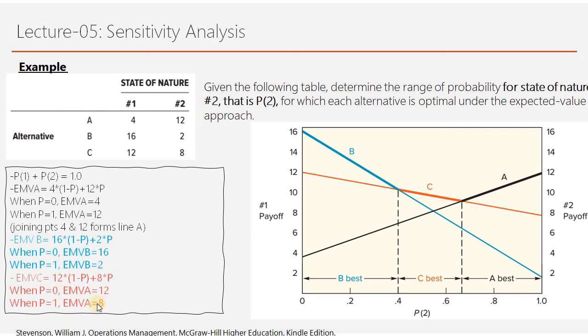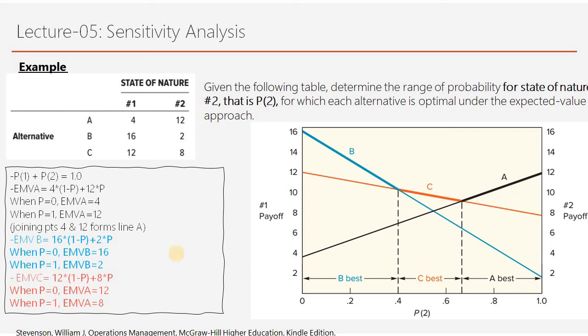Same is done with EMV of C. It is 12 times (1 minus P) plus 8 times P. When P equals 0, it is 12. When P equals 1, it is 8. We combine these 2 points and we have line C. So this is how we plot the sensitivity analysis graph.